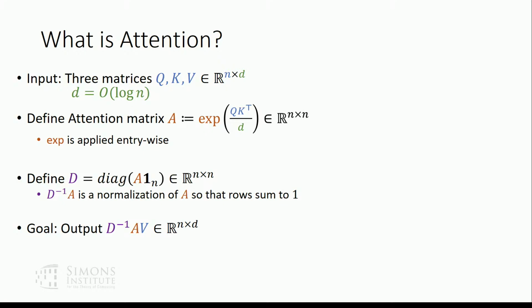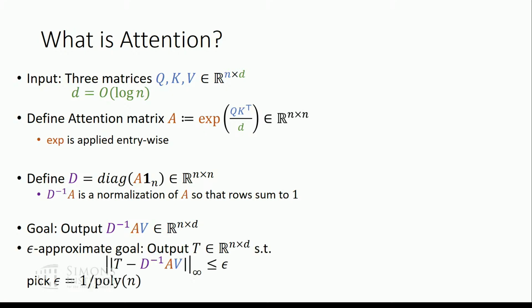And usually it's not necessary to exactly compute this. Usually it's okay to approximate it somehow. So I'll focus today on infinity norm errors. So we want an entry-wise approximation to this. We want all the entries to be within epsilon, like 1 over poly n additive error of what they're supposed to be. Okay, so this is the attention question.